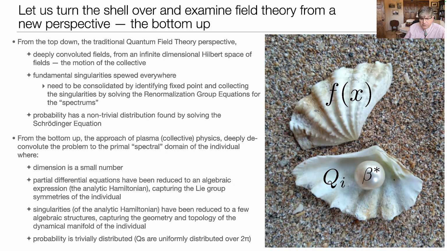And now in this space, the probability is trivially distributed, or these capital Q's are uniformly distributed over 2 pi. And then it just is a matter of projecting this trivial distribution back up to the motion of the collective. And these singularities that I just talked about are the beta stars, right, that are actually here, that are the pearls of the oyster. Right?